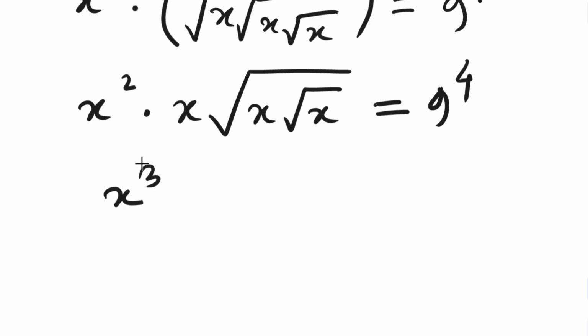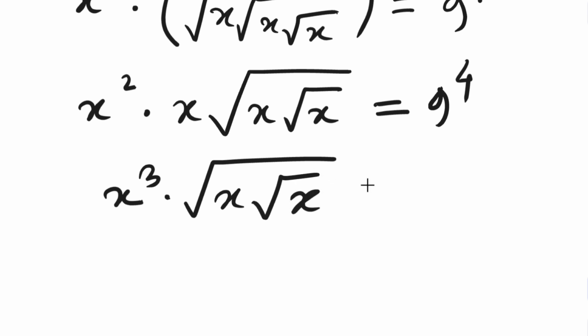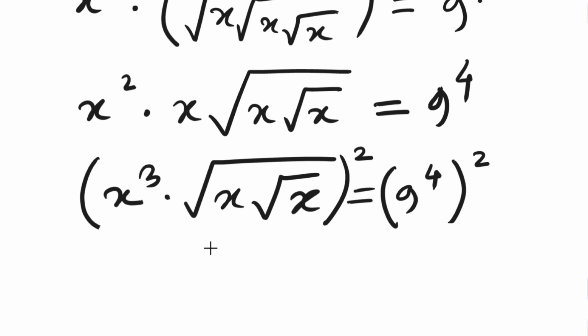So now we have x cubed multiplied by 2 nested square roots of x equals 9 raised to the power 4. We still have 2 nested square roots remaining, so let's repeat the same process. Square both sides again. We get the quantity x cubed multiplied by the 2 nested square roots of x, all squared, equals the quantity 9 raised to the power 4 all squared.